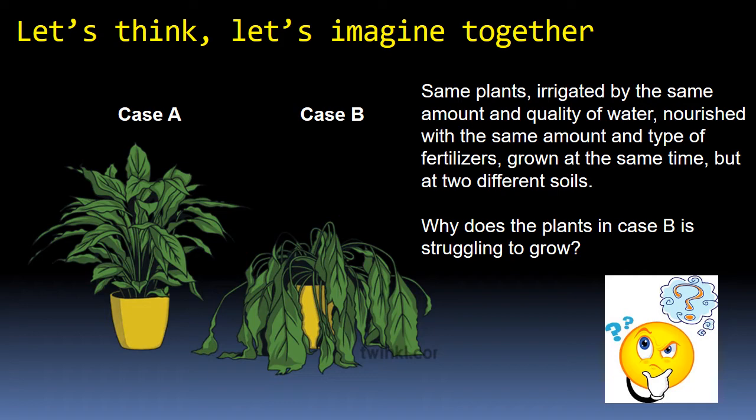These soils have exactly the same blends. They were irrigated with the same amount and quality of water. They were nourished with the same amount and types of fertilizers. They were growing at the same time, but in two different types of soil. Now think with me. Why did the blend in case B die?